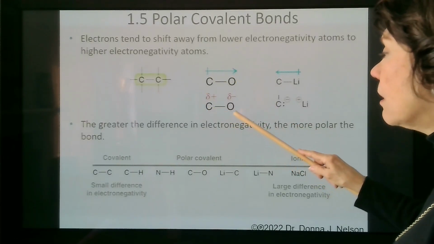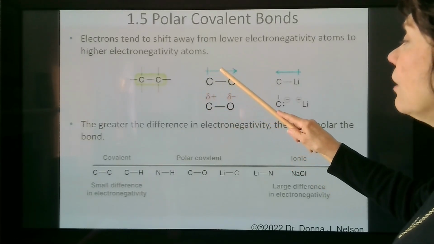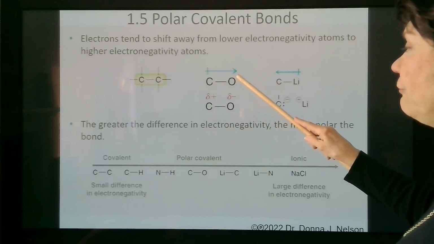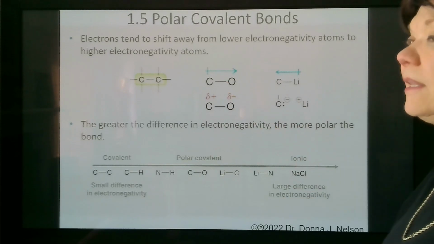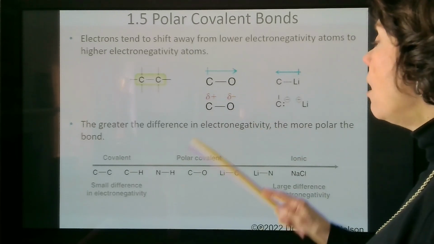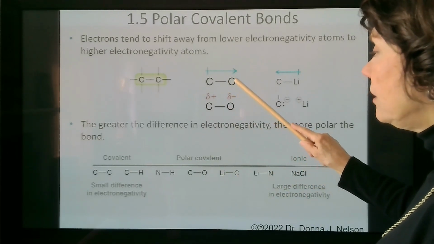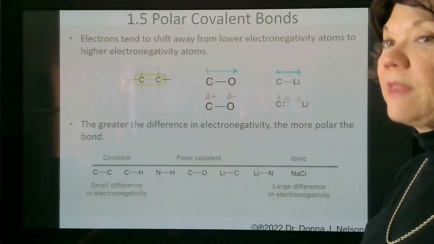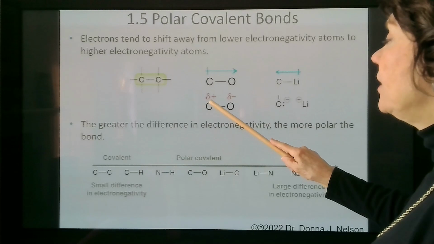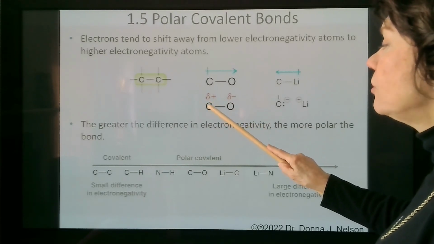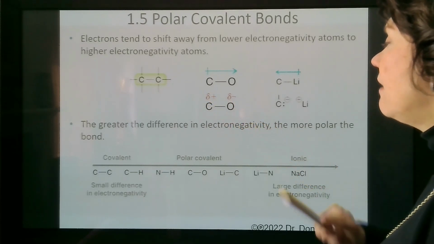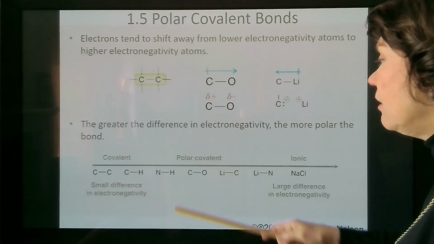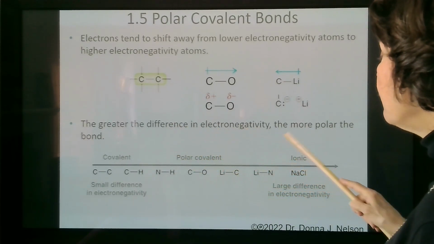So this is a polar covalent bond. This arrow shows how the electrons are shifted more and reside more and literally spend more time on oxygen. The size of the electron cloud will be larger on oxygen than on carbon for that bond. Sometimes this is represented by drawing partial positive on carbon and partial negative on oxygen.